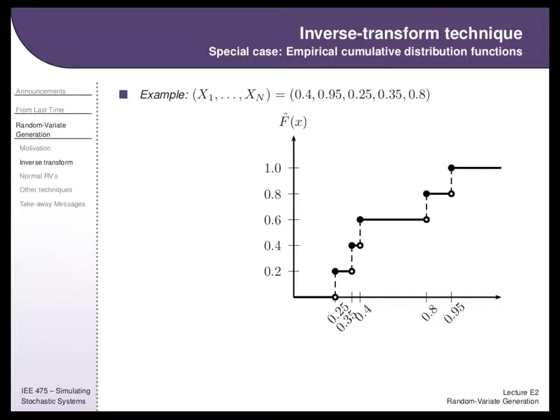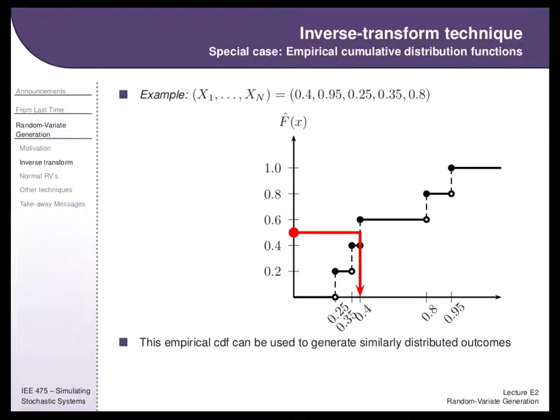Is it clear what the empirical CDF is: the outcomes down here, and the frequency of those outcomes accumulated here? Now that I've generated this sample CDF, if I draw a random number between 0 and 1, I do the same trick as for everything else. I ask which outcome that maps to. Anything between 0.4 and 0.6 maps to 0.4. Anything between 0.2 and 0.4 maps to 0.35. Anything between 0 and 0.2 maps to 0.25.